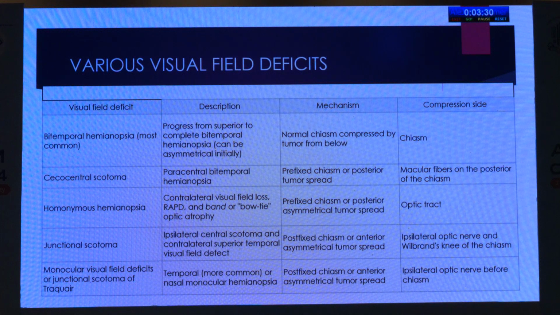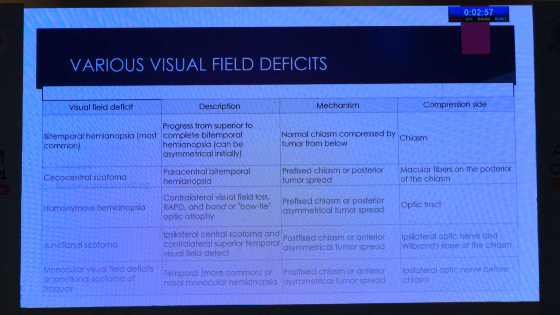of the truncaire. Now, not going into the description per se, and just to tell you about the compression site: in the first one it is usually in the optic chiasma region. The centrocecal scotoma is the compression of the macular fibers on the posterior of the chiasma. Homonymous hemianopsia is usually at the optic tract. Junctional scotoma is at the ipsilateral optic nerve and the Wilbrand's knee of the chiasma, whereas the monocular visual field defect is at the ipsilateral optic nerve before it enters into the chiasma.